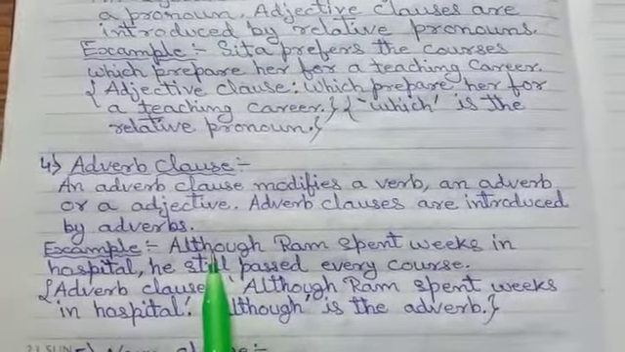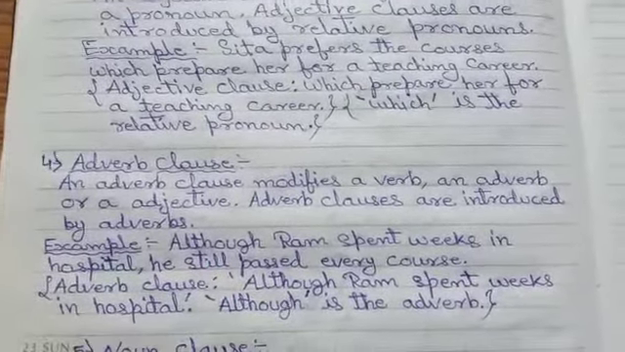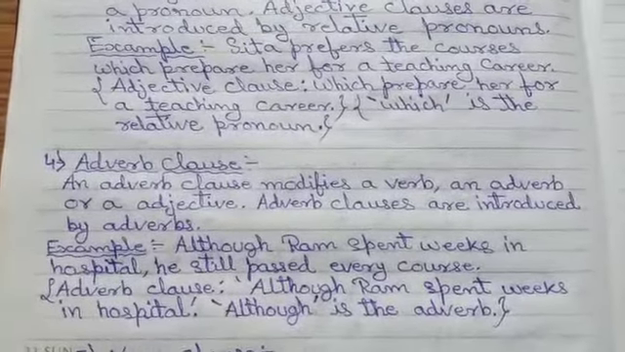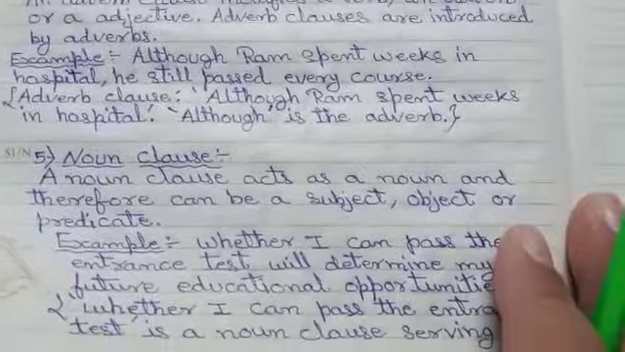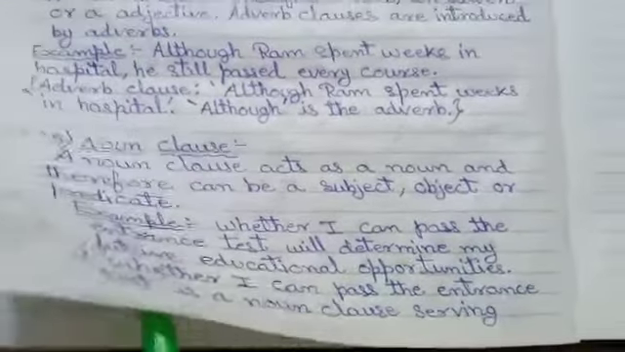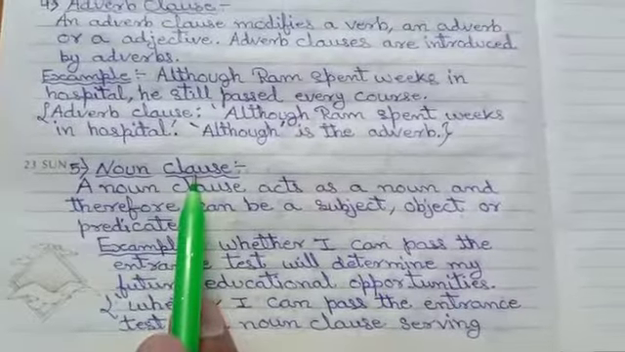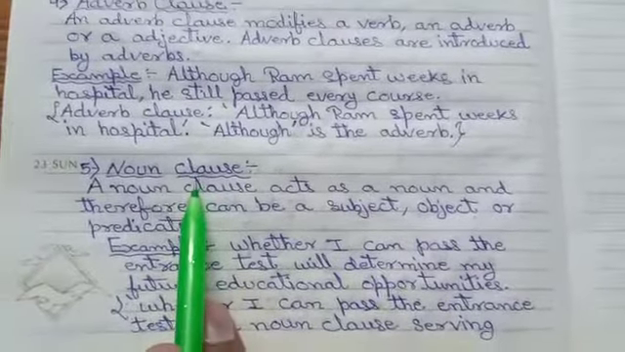So I think all of you understand the explanation of the adverb clause with the help of an example in an easy way. Now see the next clause. The next clause is the noun clause. Now see the explanation of the noun clause, or what a noun clause is.